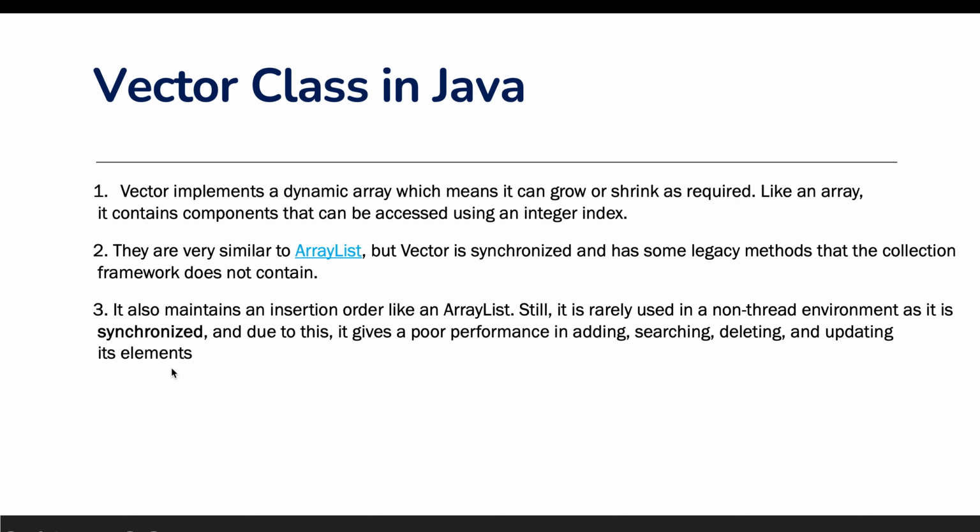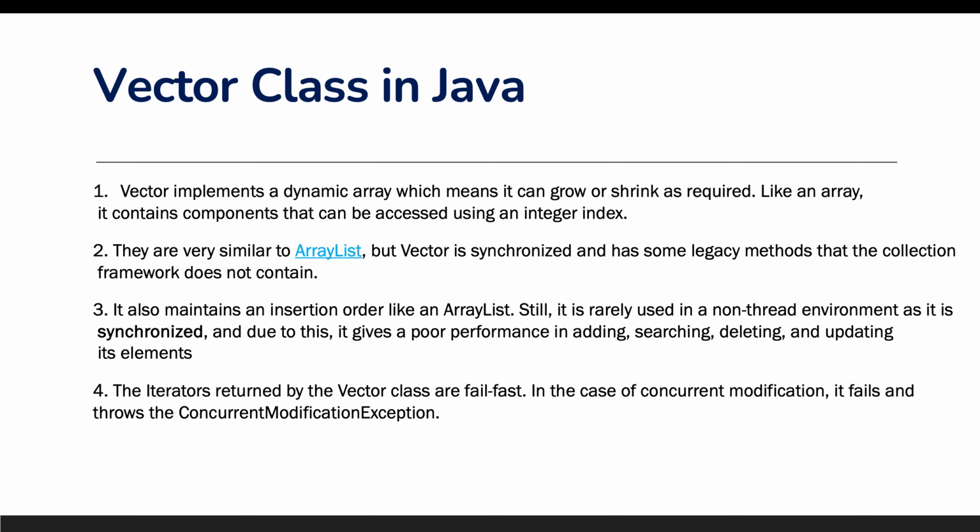This class is useful if we want to make sure that at a time only one thread can perform the operation, and if another thread is trying to access an element or perform an operation, it needs to wait. In those kinds of scenarios, the vector class is useful, because ArrayList or any other non-synchronized collection allows multiple threads to perform operations at the same time.